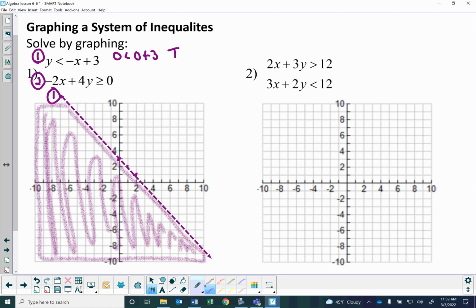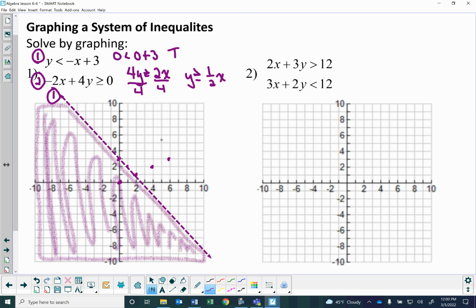Now for the second inequality, I need to put it in y equals form first, because using intercepts isn't going to work because it's equal to 0, so you're only going to get one intercept. So if I solve this for y, I get 4y equals 2x, divide both sides by 4. y is greater than or equal to, not equal to, greater than or equal to 1/2 x. Okay, so my y-intercept is 0. I'm going to go up 1, right 2, up 1, right 2, up 1, right 2.